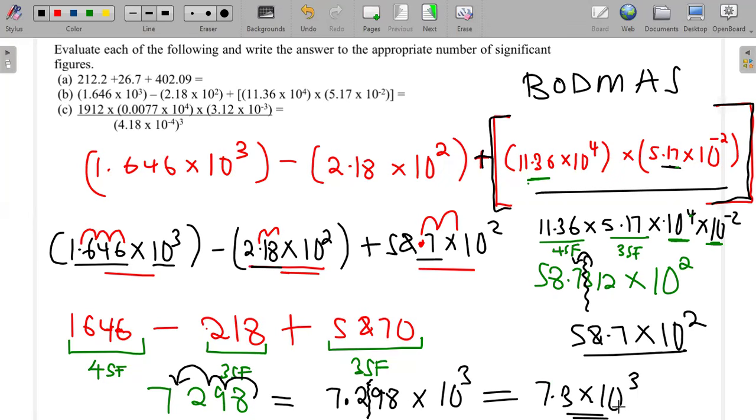Why didn't we put power negative 3? Because we are moving from right to left. So it's actually the opposite. When you are moving to the left, the power on the 10 should be positive. And when you are moving to the right, the power on the 10 should be negative. So it's the opposite of what you are thinking.